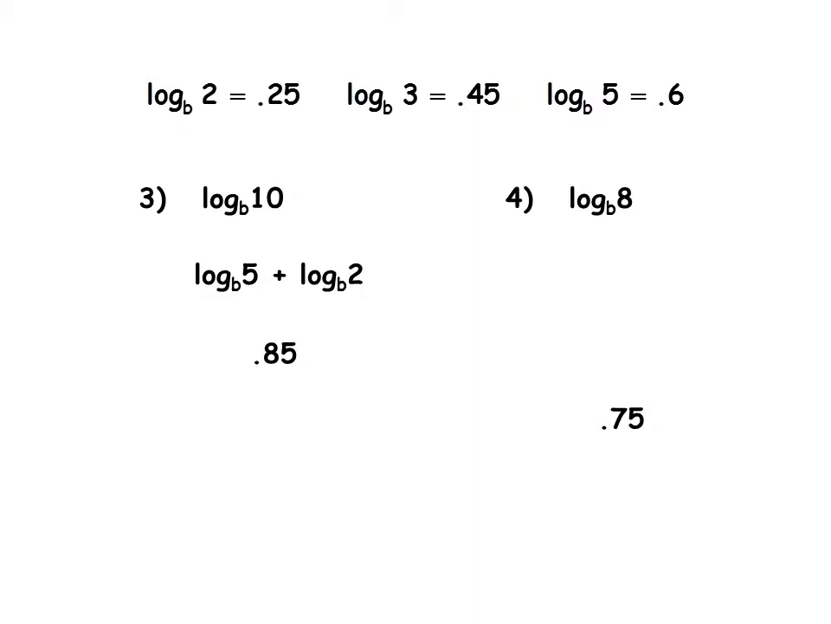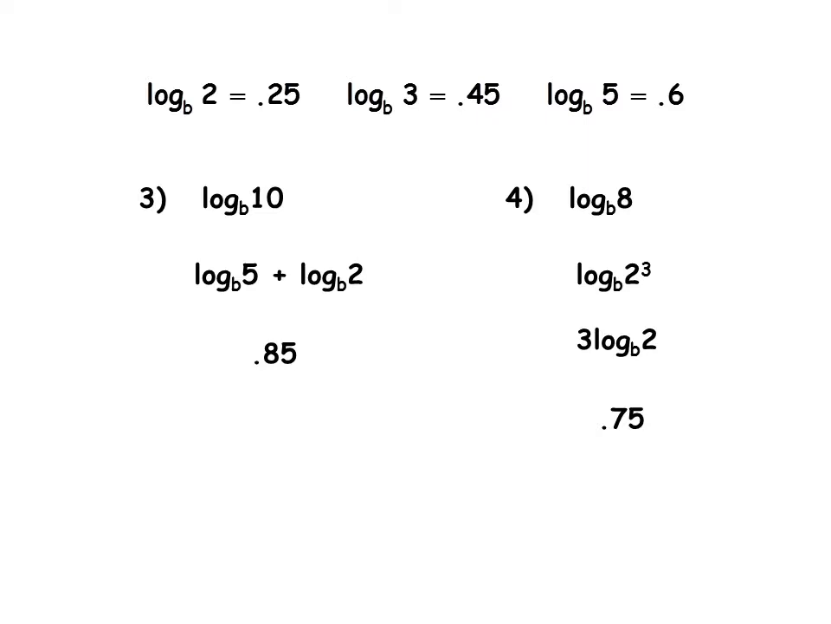The log b of 8 is 0.75. You can write this as the log b of 2 to the third. And remember, this 3 just comes out front, so it's 3 times the log b of 2. And so therefore we know the log b of 2 is 0.25, and we just have to multiply that by 3.